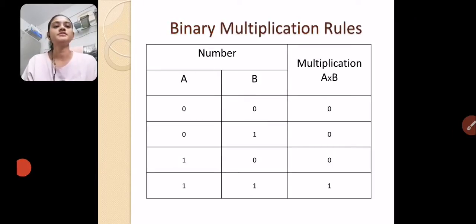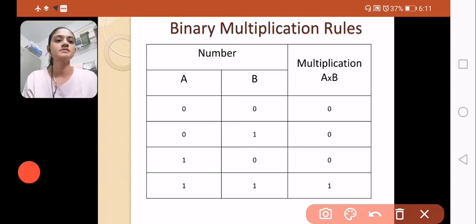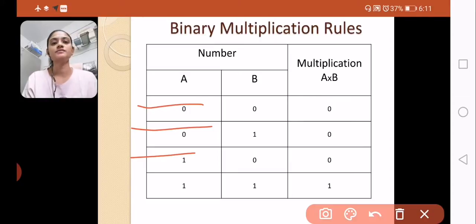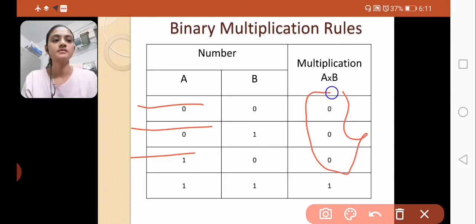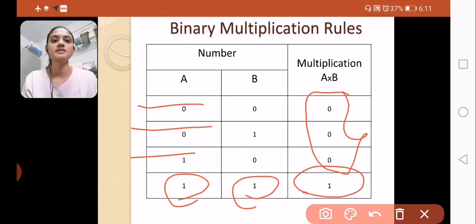Now is the third operation, that is binary multiplication. All of you know that if we multiply any number with 0, it will give the answer 0. So the same rule is applied here. See, in the first three combinations, 0 0, 0 1 and 1 0, at least one 0 is there. Okay, so all these three have answer 0. Only the last combination is 1 1, so its answer will be 1. Simple. The multiplication rule is very simple.